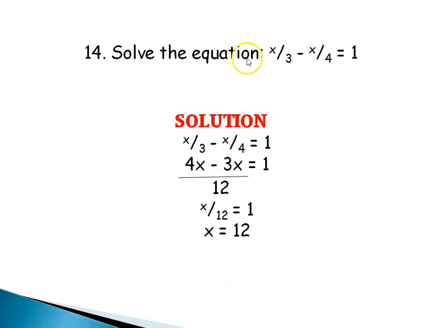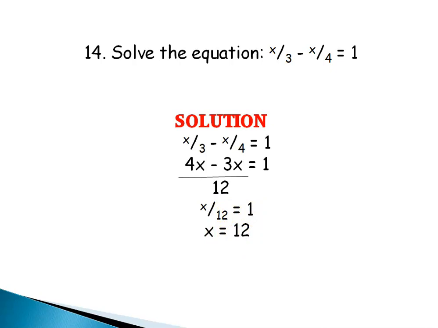The next question, solve the equation x over 3 minus x over 4 is equals to 1. So this is a fraction, and so we have to find the LCM. LCM of 3 and 4 is 12. 12 divided by 3 is 4. 4 times x, 4x. 12 divided by 4 is 3. 3 times x, 3x. So I have 4x minus 3x divided by 12 is equals to 1. 4x minus 3x is x divided by 12 is equals to 1. Did you see that? So by the time I cross multiply, x will be 12 times 1. And so my x is 12.